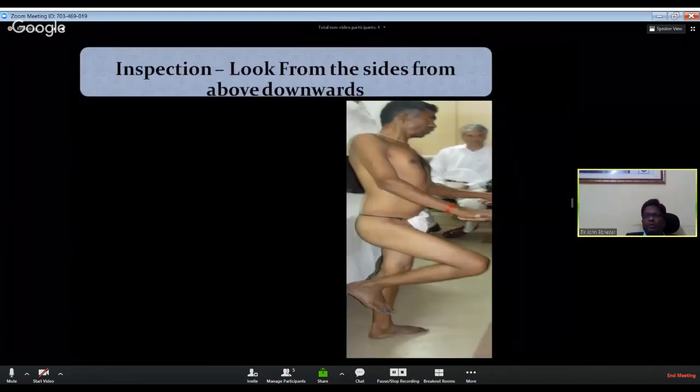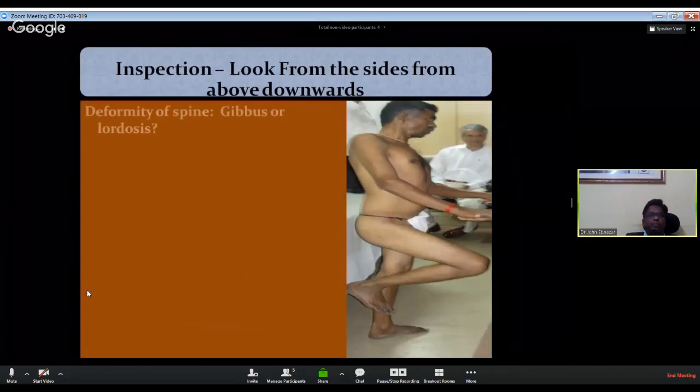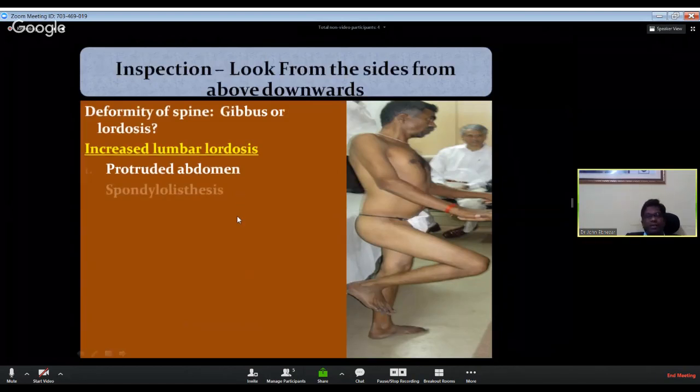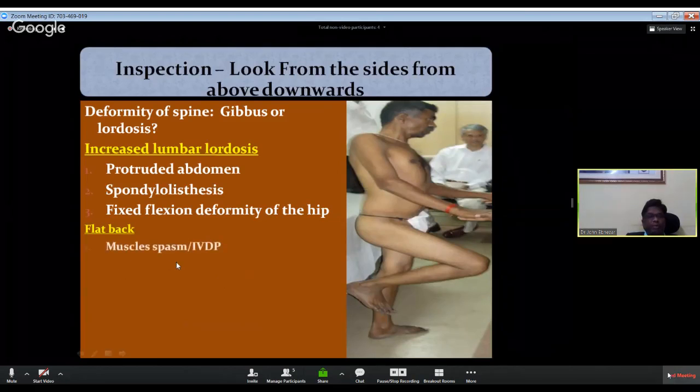Now we come to the sides. Again, from above downwards, inspection from the sides. What should you look for here? Hump or lordosis. Is there a deformity of the spine? If there is increased lumbar lordosis, then look for a protruded abdomen. The possibilities could be spondylolisthesis, fixed flexion deformity of the hip, and then flat back. If you see increased lumbar lordosis, then these three are the possibilities. If it is a flat back, it could be because of muscle spasm, because of IVDP. Look at the level of the anterior superior iliac spine and the trochanter thickness.